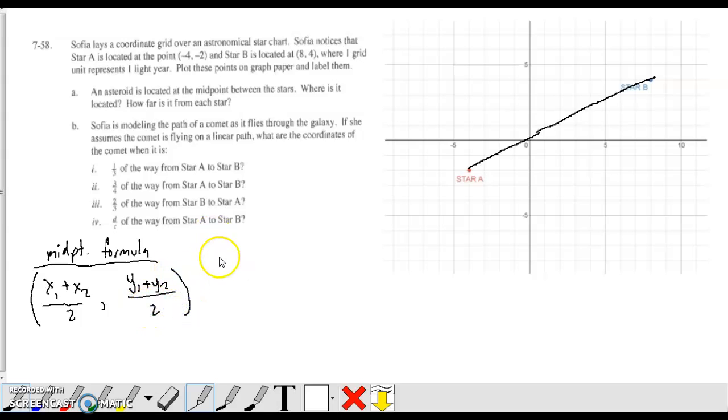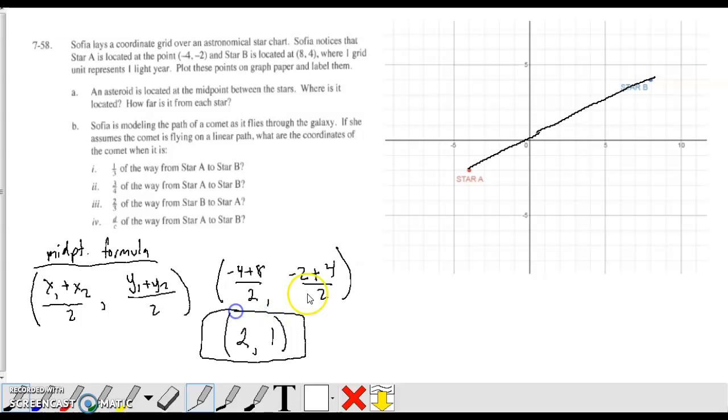So for part A, we're going to say -4 and 8, so -4 plus 8, divide that by 2, and then I'll say for the y, -2 plus 4, divided by 2. So -4 plus 8 is 4, 4 divided by 2 is 2. And -2 plus 4 is 2, 2 divided by 2 is 1. So this is our midpoint for question A.